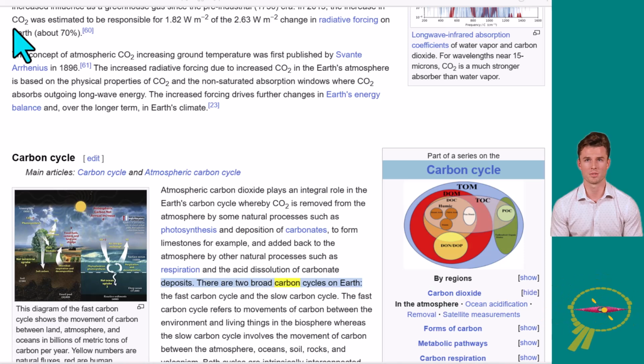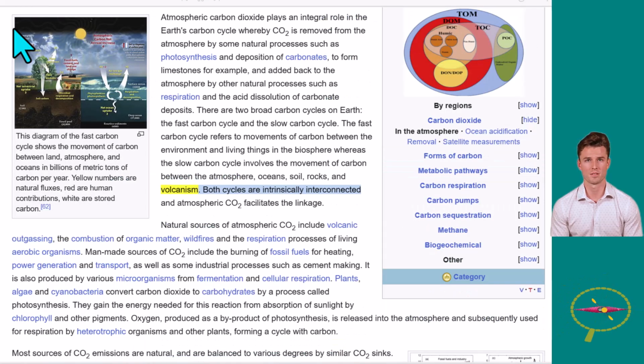There are two broad carbon cycles on Earth, the fast carbon cycle and the slow carbon cycle. The fast carbon cycle refers to movements of carbon between the environment and living things in the biosphere, whereas the slow carbon cycle involves the movement of carbon between the atmosphere, oceans, soil, rocks, and volcanism. Both cycles are intrinsically interconnected, and atmospheric CO2 facilitates the linkage.